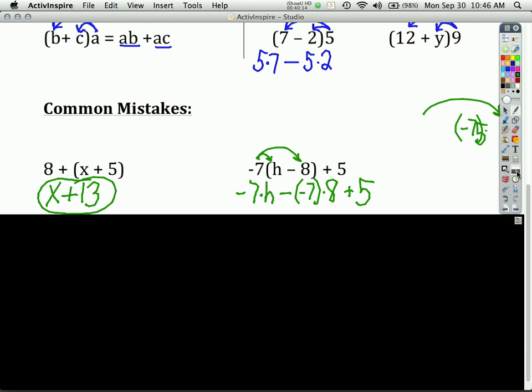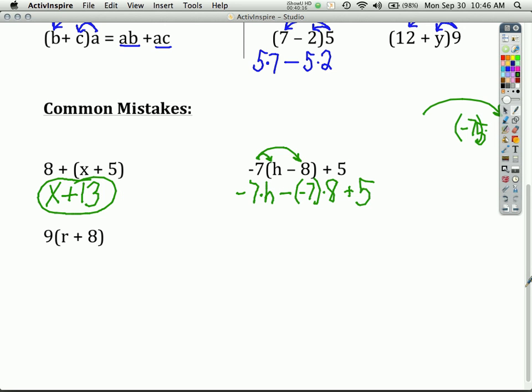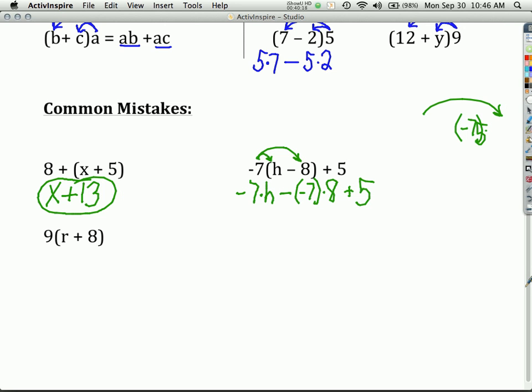Here's the most common mistake. Let's see who can catch my mistake I make with 9 times the quantity r plus 8. All right, Mr. Gallett, I see all the mistakes. I get it now. So I'm going to do distributive property. I multiply, and I get 9r plus 8. What's the mistake?